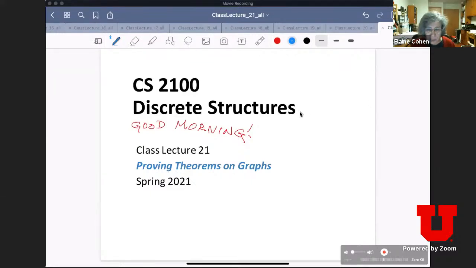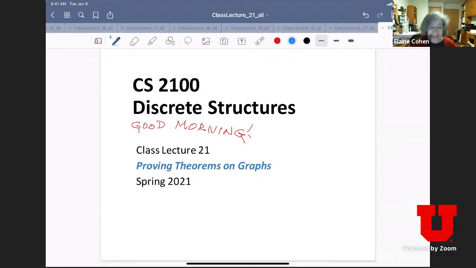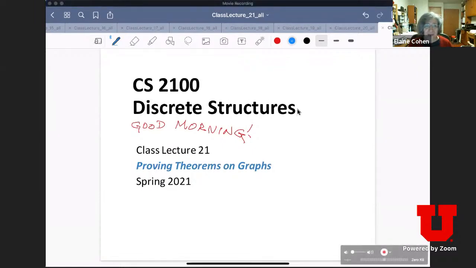Good morning, everyone. We're at lecture 21 today. Okay. As you see, I have a pencil again, so we're back in business with doing things interactively. So let's jump into more things on graphs.